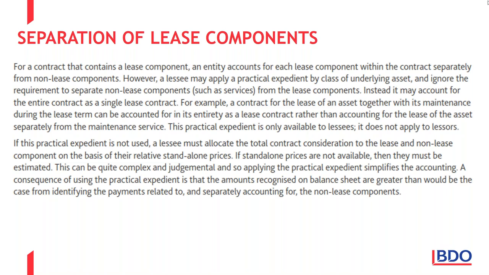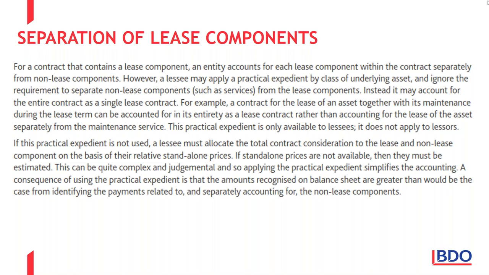If you decide to keep them together, you have to keep them together and treat them as a right of use asset and lease liability. So if you want to keep it together, then it has to be a lease. If you split it out and you go through all of that effort, then you can treat your non-lease component outside AASB 16 and you treat your lease component within AASB 16.